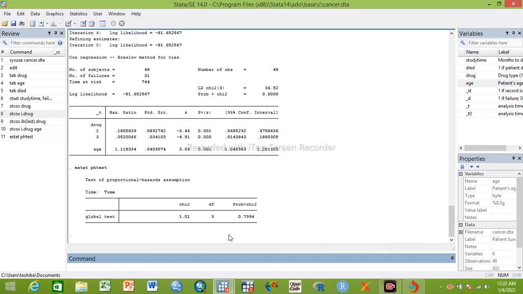So our finding is 0.7994. So this 0.79 is greater than 0.05. If it is less than 0.05, our assumption will be violated. But since 0.79 is greater than 0.05, the proportional hazard assumption is adequate, it is not violated. So all proportional assumptions are met. So you can do it this way. If your finding is greater than 0.05, the proportional hazard assumption is fitted, but below 0.05, the proportional assumption is violated.